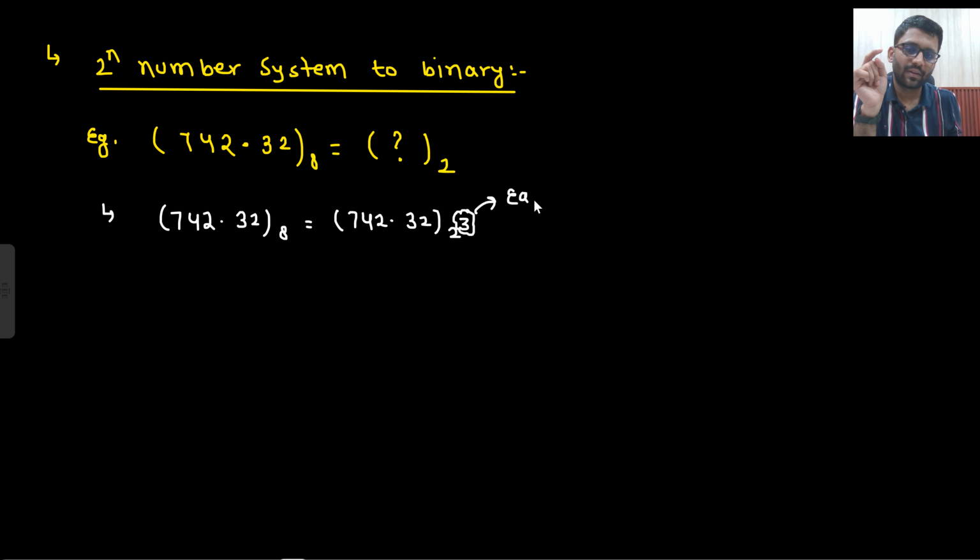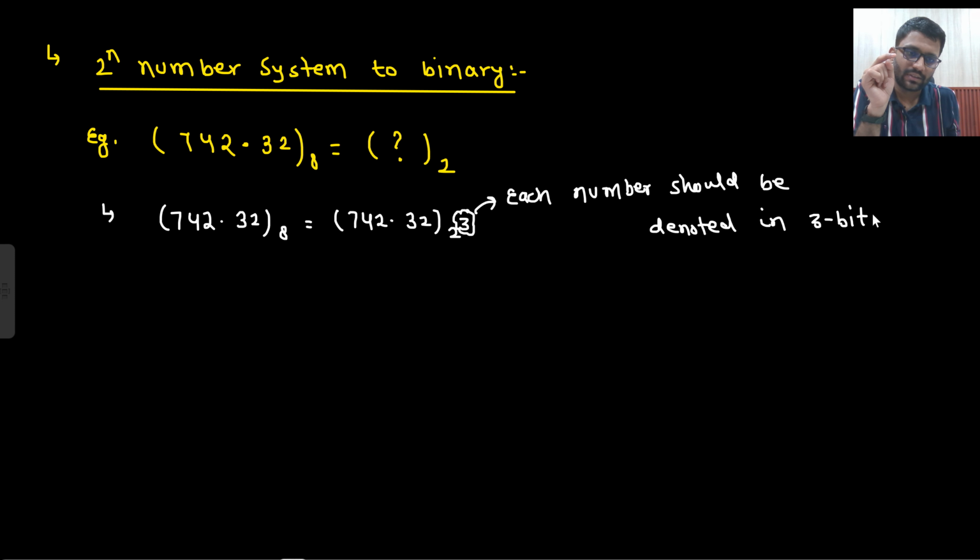Each number should be denoted in 3 bits. Can you tell me how you will write 7 in 3 bits? That would be 1 1 1, because I have 1, 2, 4: 4 plus 2 plus 1 is 7. So 1 1 1.